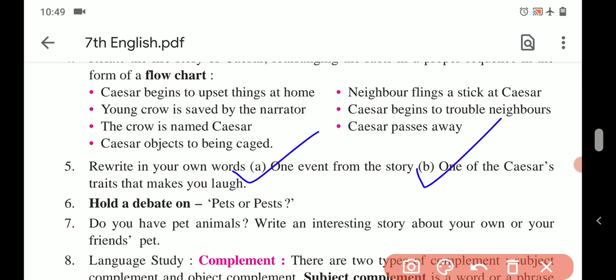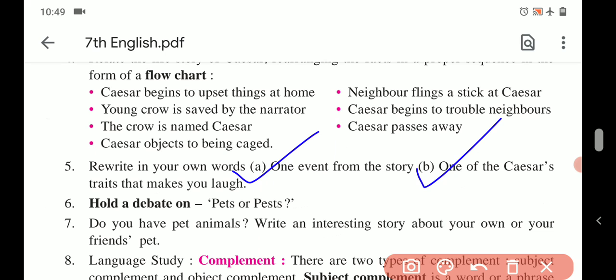Next title, one of Caesar's pranks, Caesar's traits that makes you laugh. So what can be written? That is, he used to trouble that Harold the Hornbill. Then he started stealing the things from neighbors, etc.